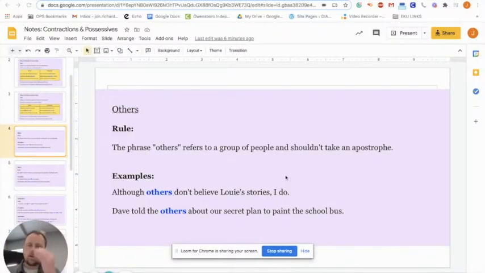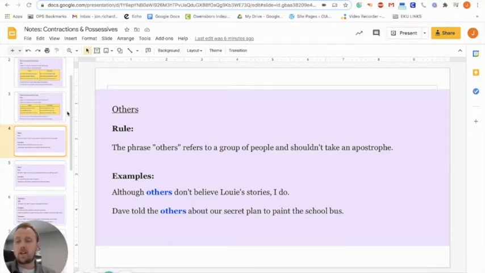Hey everybody. I had a student specifically ask for a workshop for No Red Ink and pertaining to others. So how do we put the apostrophe onto others and show ownership? We're going to take a look at that. The first place I'm starting is in Echo.